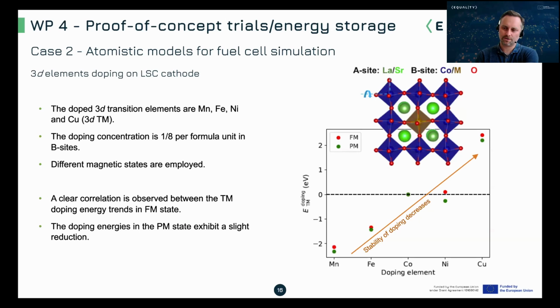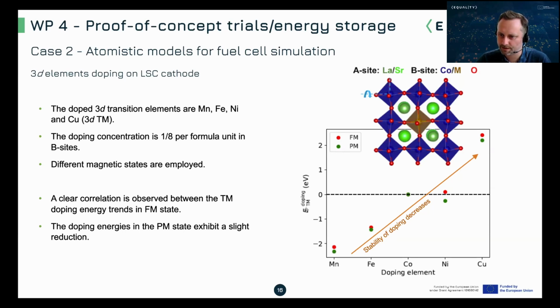So now our main goal was to study if we can change the material by doping. That is doping with 3d transition metal elements, namely manganese, iron, nickel, and copper. We do this by doping 1/8 of the formula unit on the B sites. That is, we remove one cobalt atom here and replace it with one of the doping elements. And we also study the effect of different magnetic states on these doped systems.